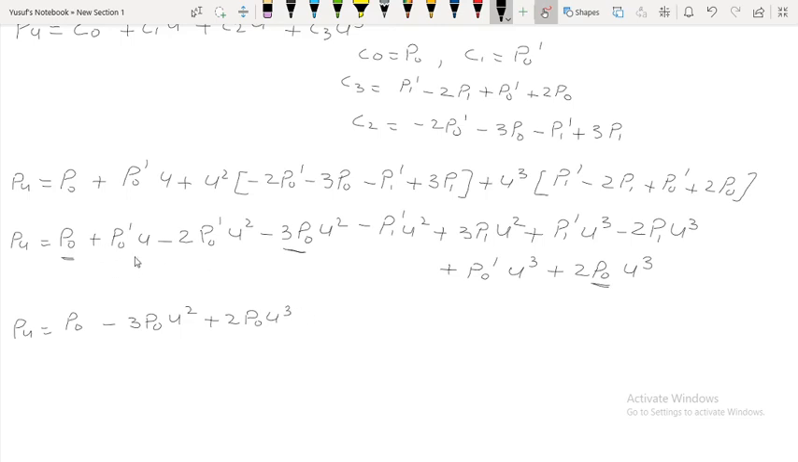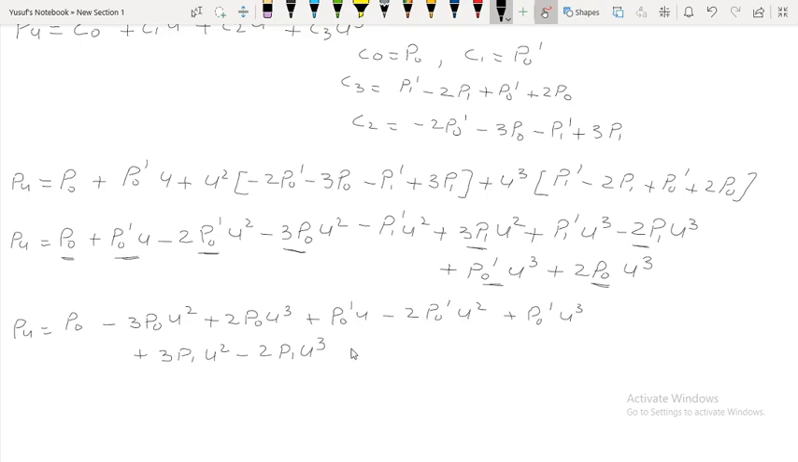Then I have to write all P0 dash terms. So P0 dash is here, P0 dash U. Then one more P0 dash term is there, minus 2P0 dash U square, and here P0 dash is there, so plus P0 dash U cube. Then you have to write all P1 terms. So P1 term is here, so plus 3P1 U square, and then one more P1 term is here, minus 2P1 U cube.